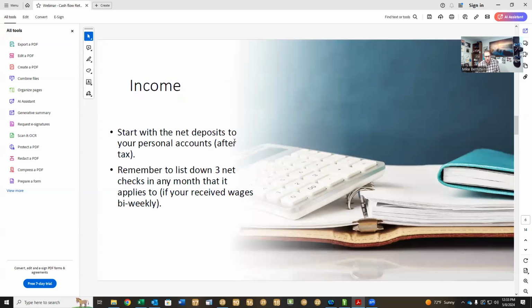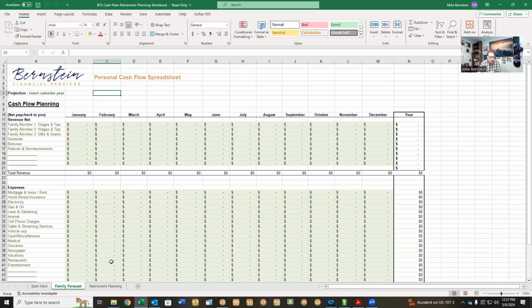Okay, so we're going to start with income, and that's net deposits into your personal account. And you want to list, remember, if you get paid every 2 weeks, there's going to be 2 months during the year where you're going to have 3 payments. You get 3 pay periods during 2 of the months when you get paid every 2 weeks. If you get paid half month, there'll be 2 each month, or once a month in that case, once a month.